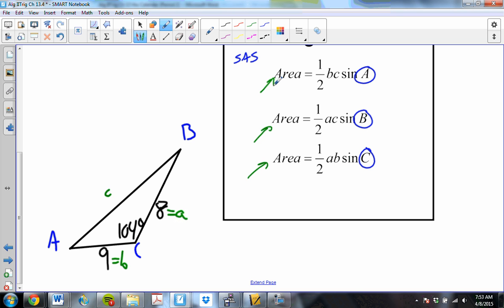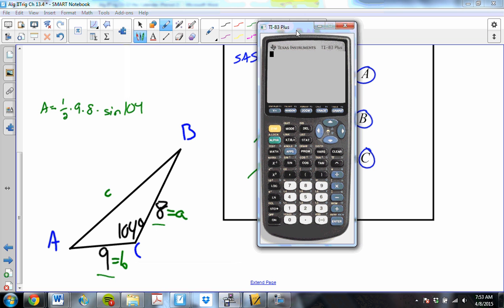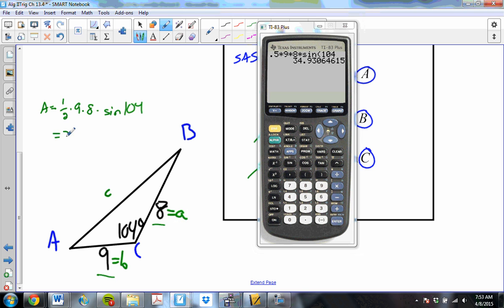But basically, the area is going to be 1/2 times 9 times 8 times the sine of 104. Make sure that your calculator is in degrees because that angle came to you in degrees. So we'll do 1/2 times 9 times 8 times the sine of 104. There, that triangle is 34.9, whatever the units are, inches, meters, whatever. Units squared, square units.